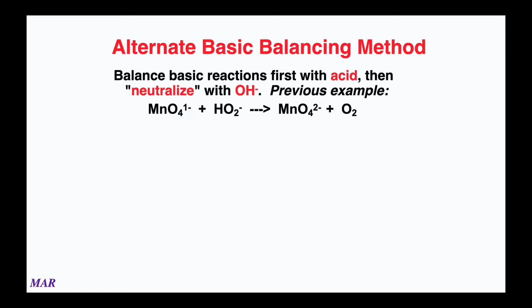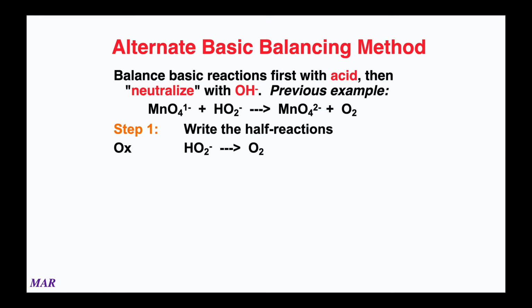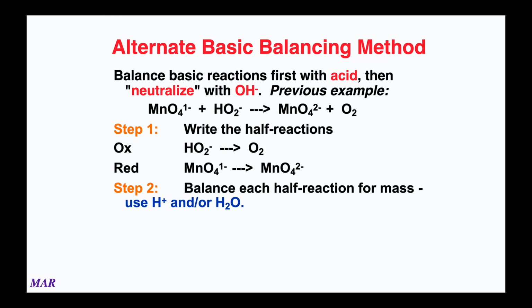So let's look at an example. Let's go back to the example we looked at. This is again permanganate plus the peroxide, making manganate plus oxygen. We're going to write the 2 half reactions, the peroxide going to oxygen as well as the permanganate going to manganate. No big deal. This is the part that's going to be different. In the balancing for mass, instead of doing hydroxide and water, I would use at this point H plus and water. All right. And this is obviously a lot easier.